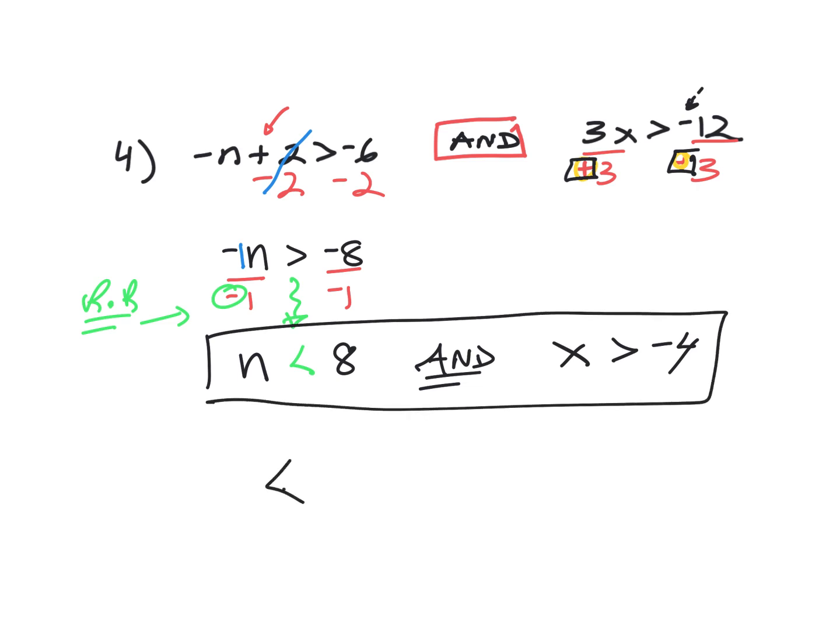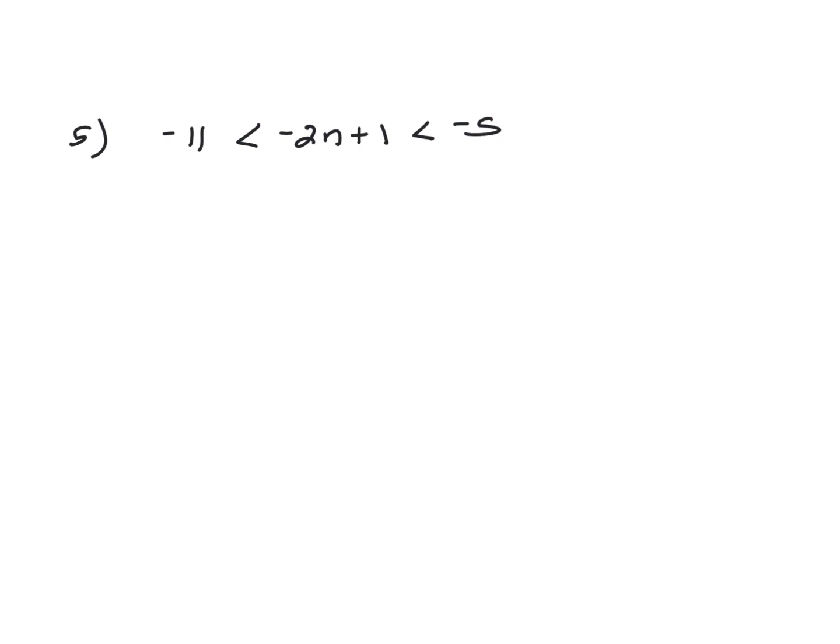So we want all the numbers, right? +8 goes over on the right-hand side, -4, 0's in here somewhere. We want all the numbers that are smaller than 8 and at the same time greater than -4. So we're talking about the numbers that are in between -4 and 8. Okay, let's try one more. Maybe you could pause this one and try it yourself.